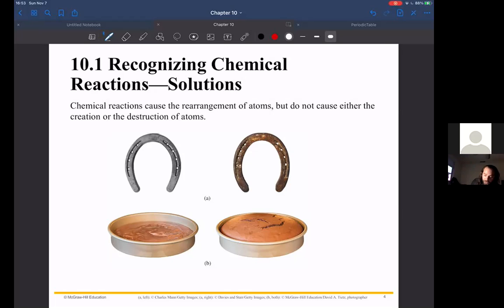So for example, the rusting of this horseshoe here is an example of a chemical reaction because it starts off as iron, and then what happens in rusting is it's oxidized, what they call it, where there's oxygen added onto that iron. So you go from being just iron all by itself to now being iron oxide. This would be a chemical reaction because you're making these new iron oxygen bonds.